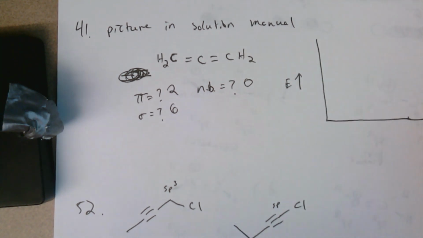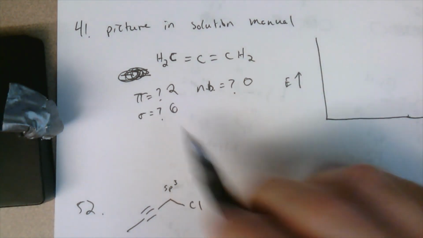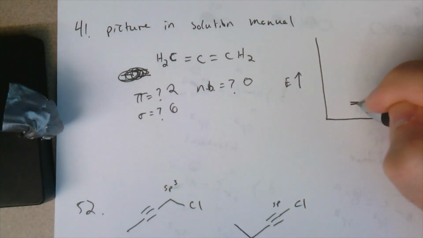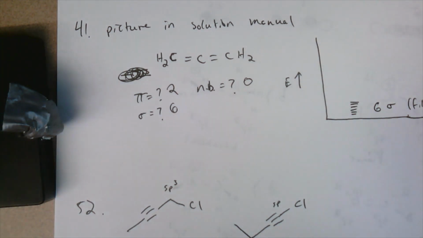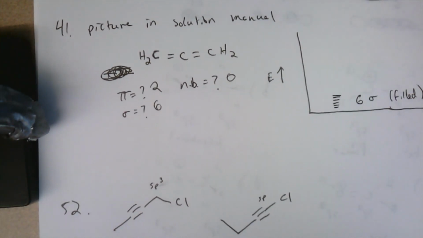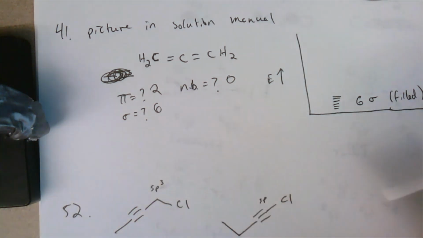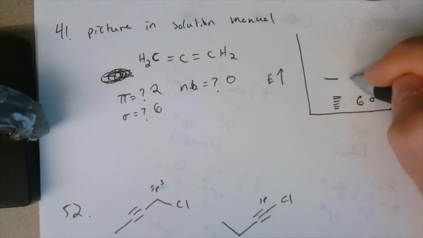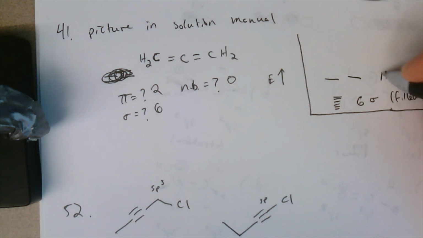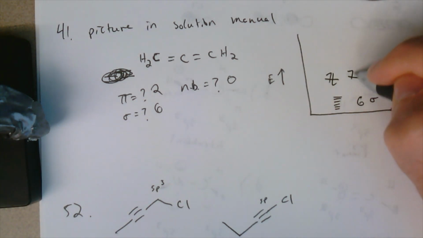Okay, now to draw this, I have 6 sigmas, so 1, 2, 3, 4, 5, 6 that are all equivalent. So 6 sigma, and I'll say that they're filled since I don't care so much about those. Okay, then at my pi bonding level, I said I have 2 pi bonds. Okay, and those are going to be degenerate or equivalent to each other. So 2 pi, which are also filled. That I'm going to actually show by adding my electrons.